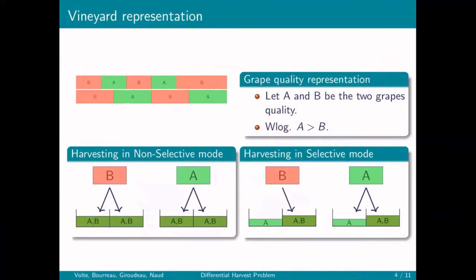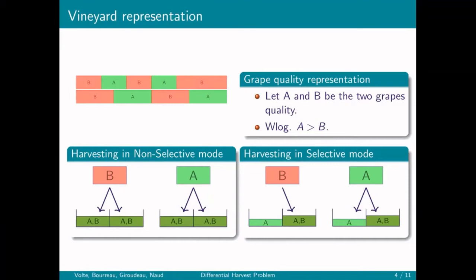So for the vineyard representation, we choose A and B to be the two grape qualities, and we assume that A is a good grape quality. And for the selective mode, we have the non-selective mode and the selective mode. For the non-selective mode, we do not sort the grape quality, and so the A and B grapes can be harvested in both hoppers. So it means that the harvesting is balanced between the two hoppers. So here there is no problem.